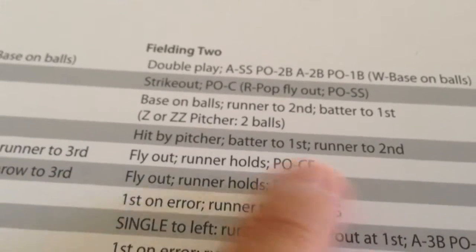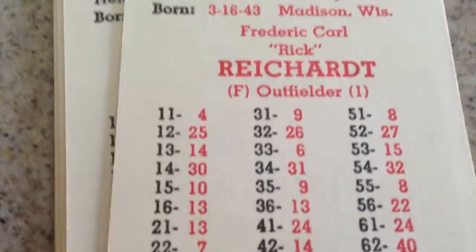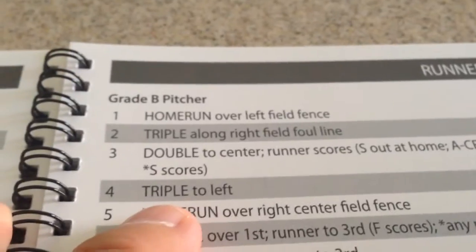Okay, so the Z in this case just means two balls on the current batter. So we re-roll. Oh, and he gets an 11. That's a 4. A 4 is a triple to left. Wow.